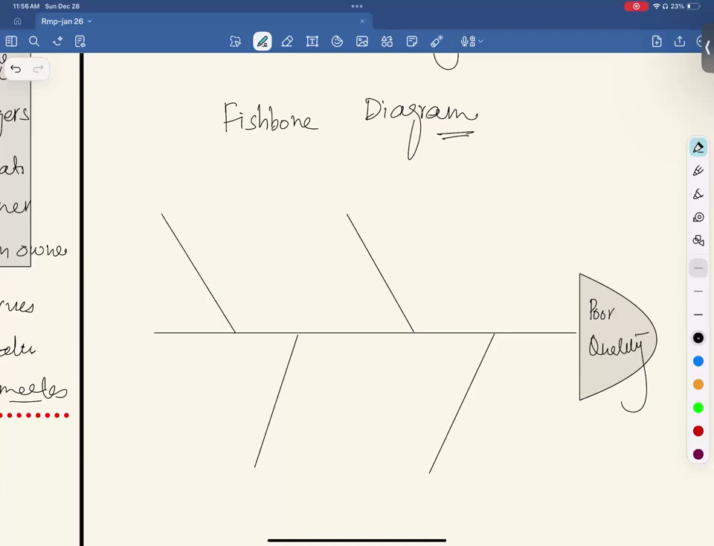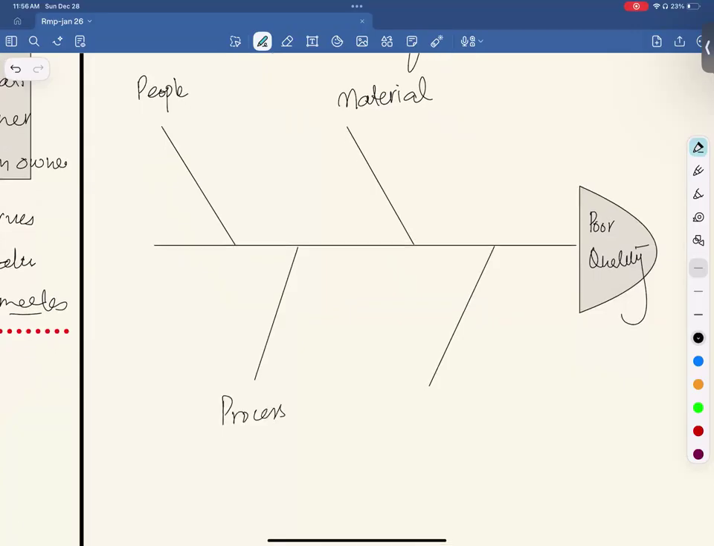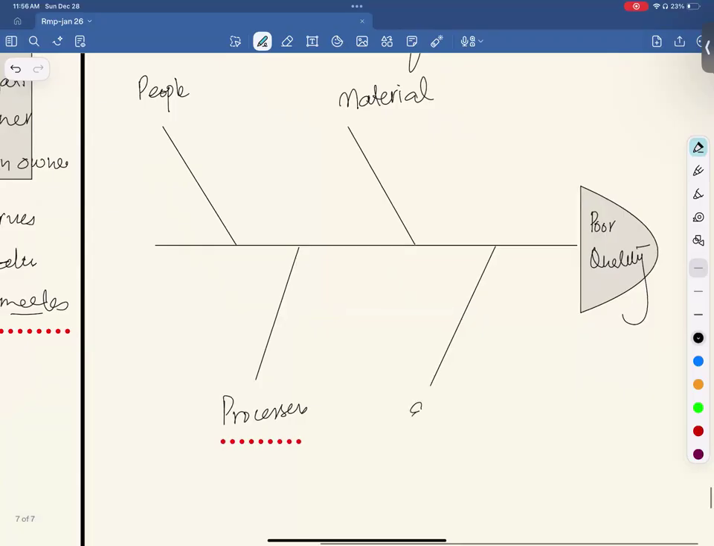Right? For example, product quality is poor because of resources, or let's say people. It could be poor because of material. It could be poor because of processes. It could be poor because of equipment. So in root cause analysis, you try to identify the root cause of the problem or multiple root causes.